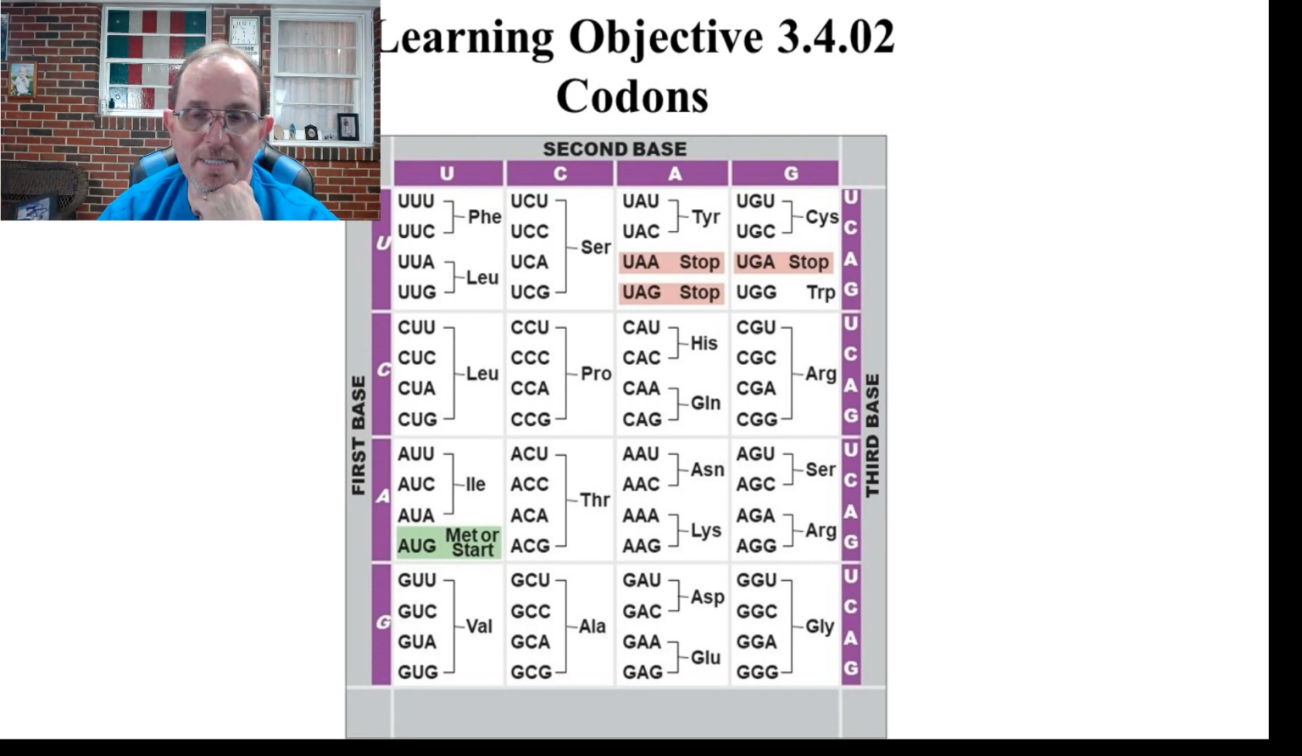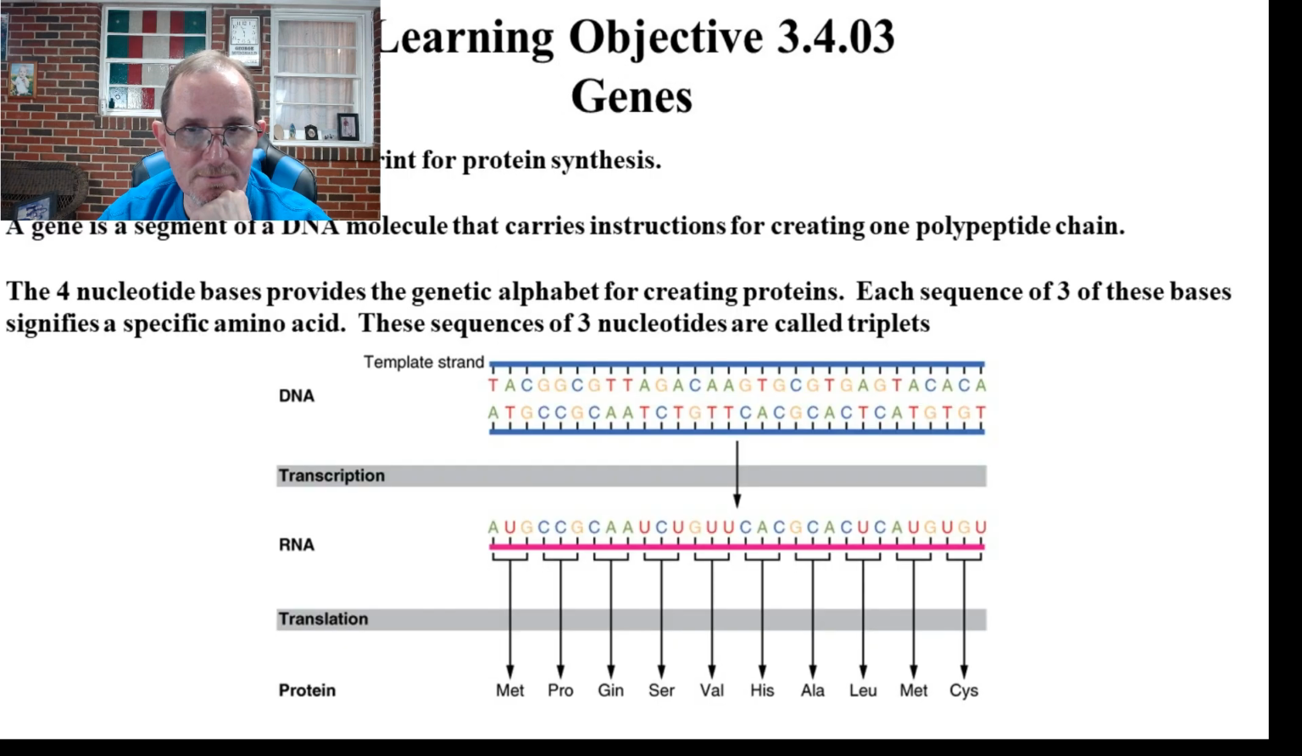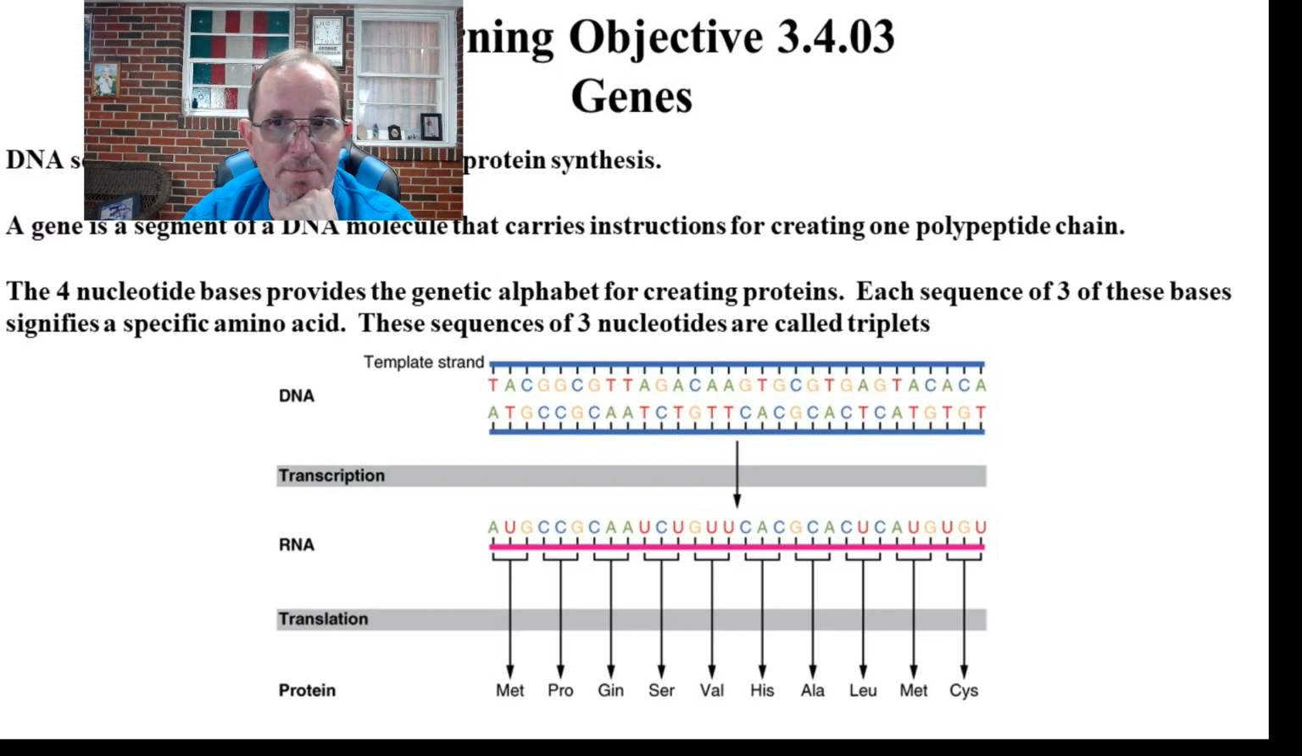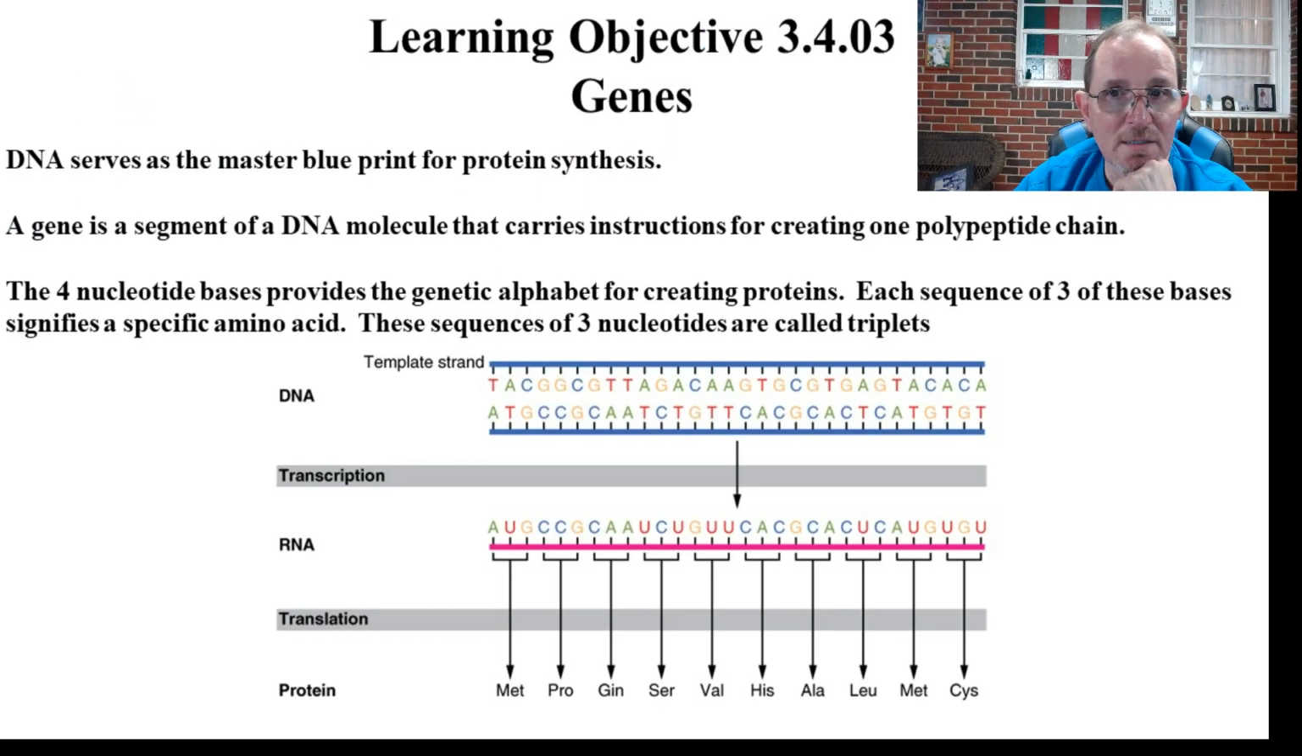So I want you to know the start codon and the 3 stop codons. I want you to understand about the 3-letter words and all that, and what they actually mean. They just code for an amino acid. Tells a ribosome which one to go next. Okay, let's go to the next one.